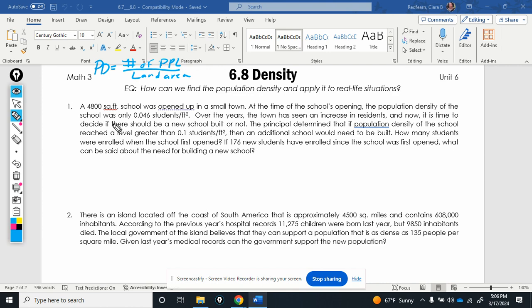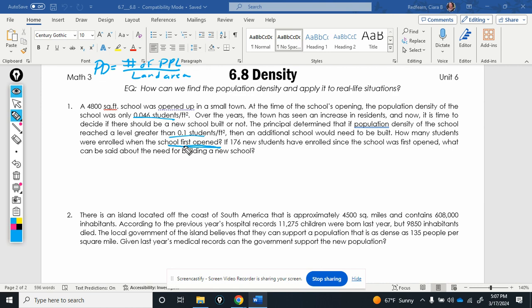For number one, it says a 4,800 square foot school was opened up in a small town. At the time the school was opening, the population density of the school was only 0.046. Over the years, the town has seen an increase in residents, and now it's time to decide if there will be a new school built or not. The principal determined that if the population density of the school reached a level greater than 0.1, then an additional school would be needed. How many students were enrolled when the school first opened?